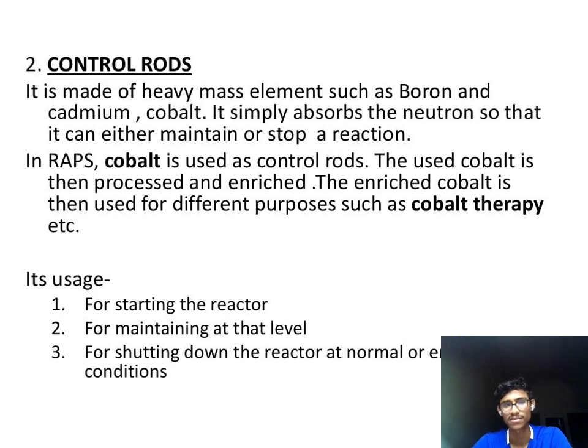Second are control rods. They are made up of heavy mass elements such as boron, cadmium, and cobalt. They simply absorb neutrons so that they can either maintain or stop a reaction in case the reaction goes out of control. In India, cobalt is used as a control rod. The used cobalt is then processed and enriched. Then the enriched cobalt is used for different purposes such as cobalt therapy. Control rods are used for starting the reactor, for maintaining it at that level, and for shutting down the reactor at the normal or needed level.